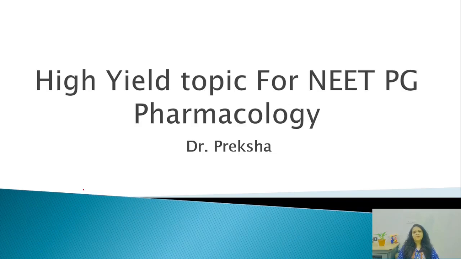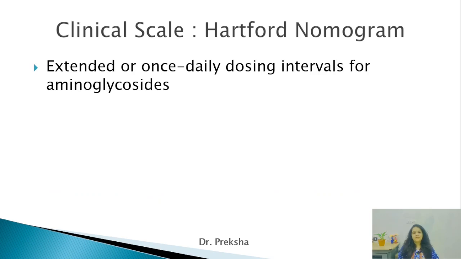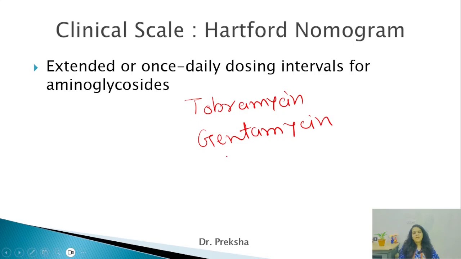Hello everyone. Today we will discuss one of the important high-yield topics for NEET PG pharmacology, and that is the Hartford Nomogram. The Hartford Nomogram is a clinical scale that is used for extended or once-a-day dosing intervals for aminoglycosides, for example tobramycin as well as gentamicin. So for tobramycin and gentamicin, you can use this Hartford nomogram to decide the dosing interval after the aminoglycoside is administered for the first time.